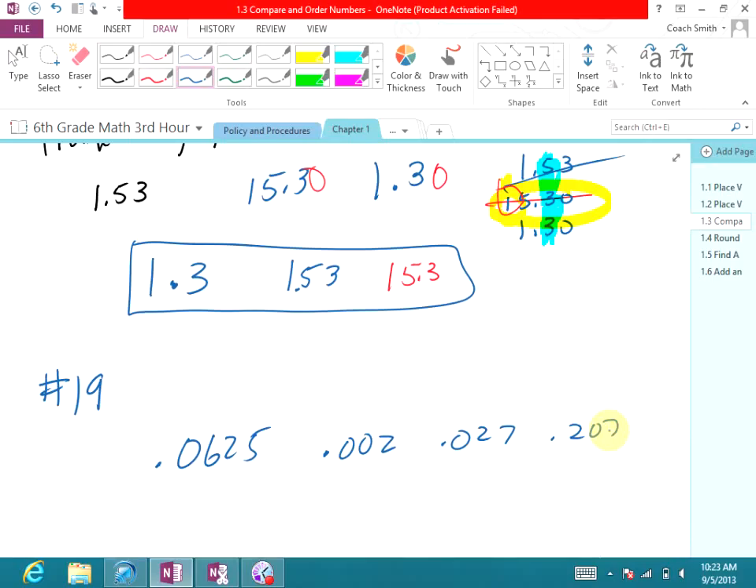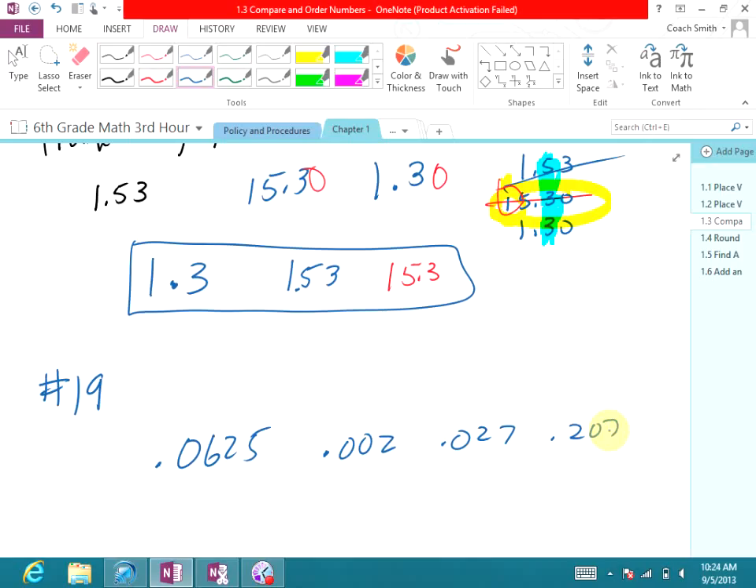So when you think you have the answer, raise your hand. They gave us the numbers 0.0625, 0.002, 0.027, and 0.207. Okay, sort of one sticks out there that doesn't look like the rest of them. Okay, give you about another 10 seconds here. Now remember, least to greatest order, not greatest to least, but least to greatest order. Okay? So, a bunch of you think you have the answer.